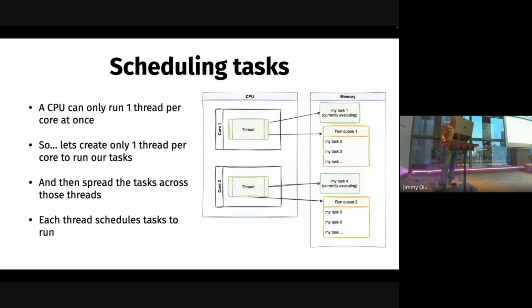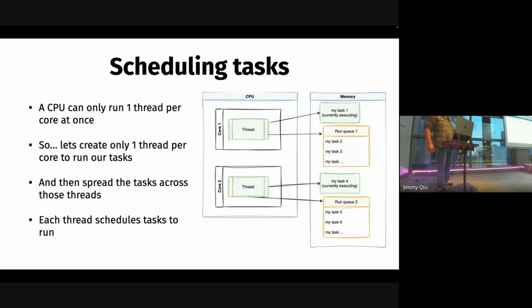So then we've got to think about how we schedule these things. Each CPU core can only run one thread at once. So the idea is that you create essentially one thread per core, one hardware thread running on one core. And then we want to spread those tasks out so that they're equally used among all those threads, so we get efficient use of all the cores on all the CPUs. And then you have a way of scheduling those tasks to run, and the threads can work through them. So that's a simple approach.